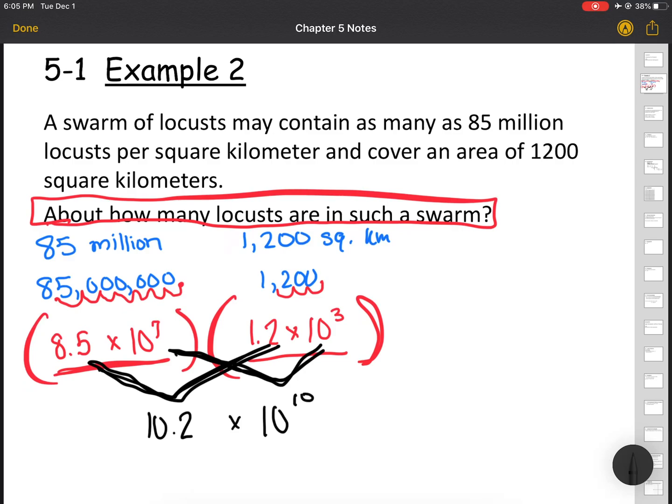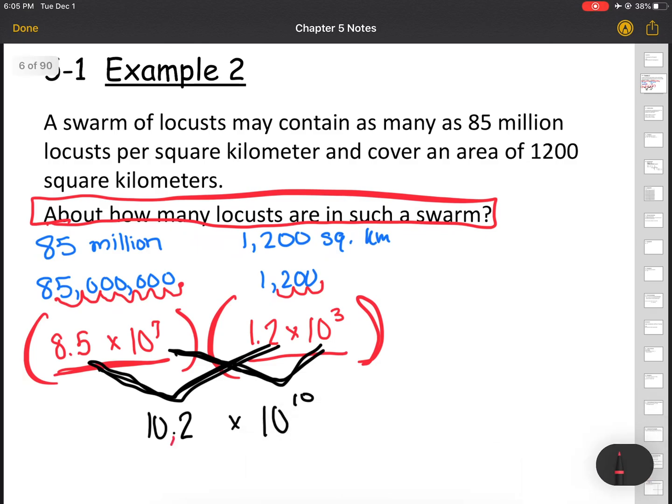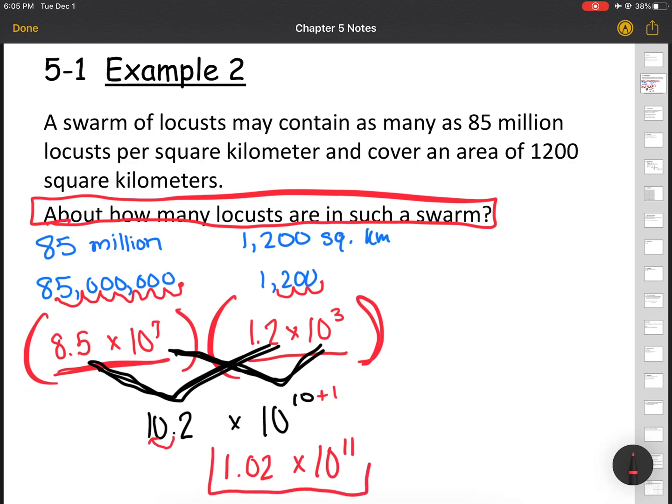But I'm not quite done, because I have to move this decimal point over one more, because that's now in between the first two non-zero digits. So this is 1.02. And since I moved it one more place to the left, I'm going to add one more to my exponent. So 1.02 times 10 to the 11th.